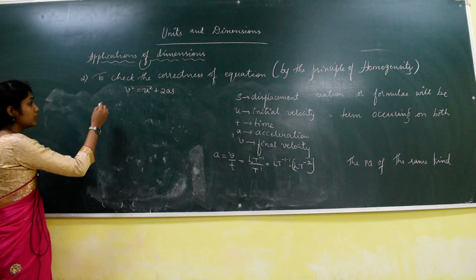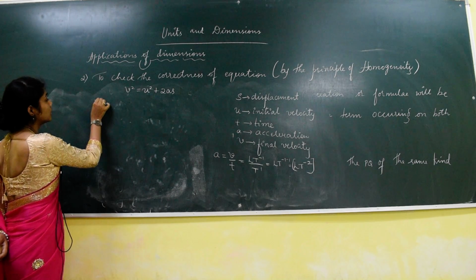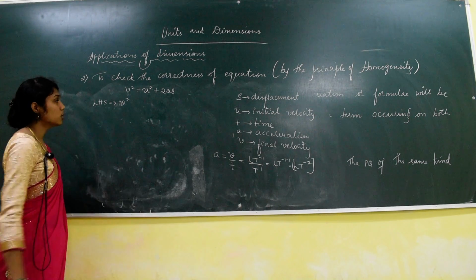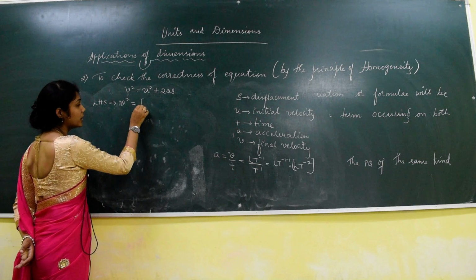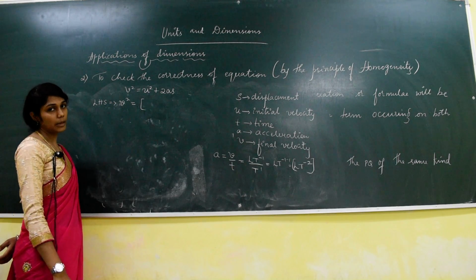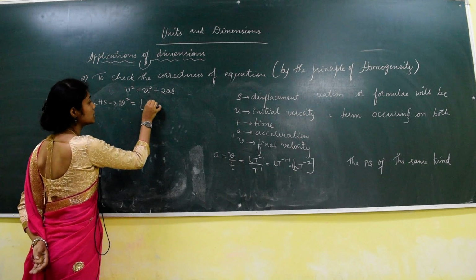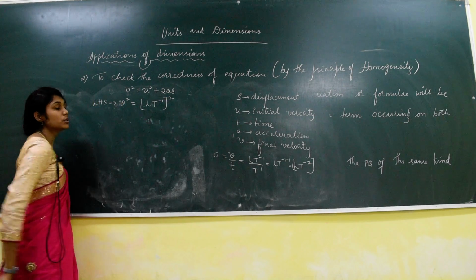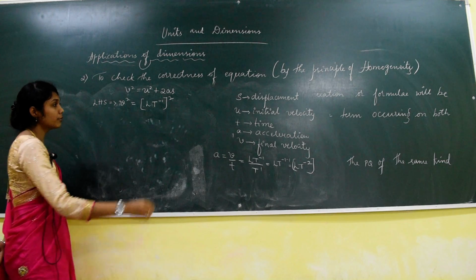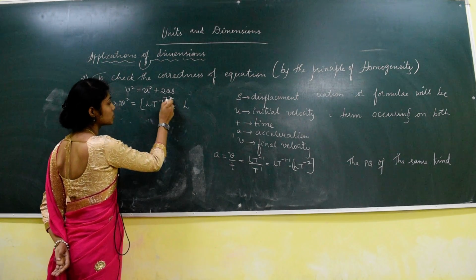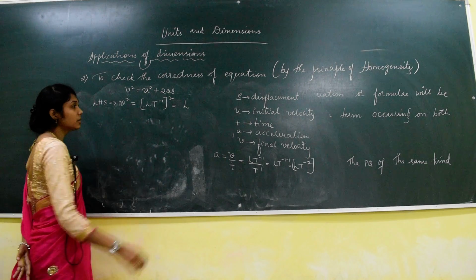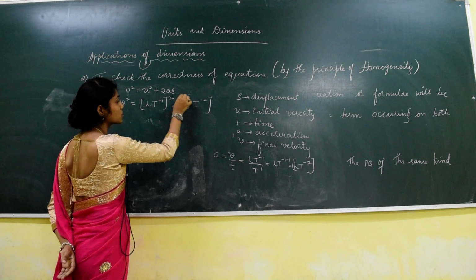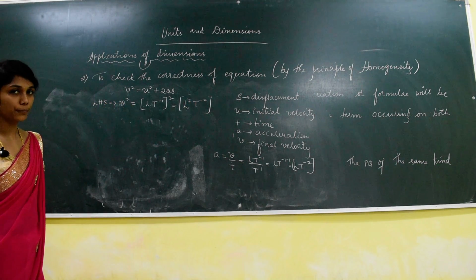Let me consider the left hand side of the equation that contains the final velocity v square. So v square is equal to, here we'll write directly the dimensional formula of velocity, that is LT minus 1, but I have square here, so I should square it. So therefore this is equal to L square T, 2 into minus 1 is minus 2. So L square T minus 2.